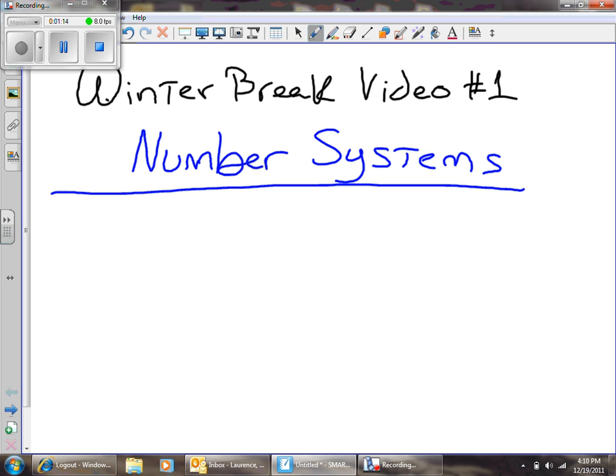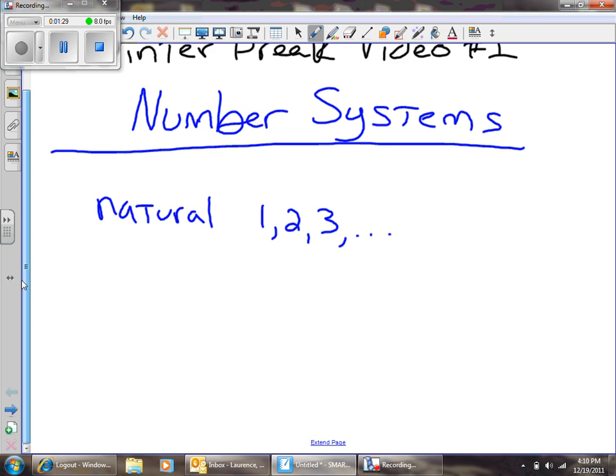Let's remember our natural numbers, okay? Our natural numbers, they go 1, 2, 3, and on forever. They don't include any fractions or decimals, no negatives, no zero, okay? Then we have our whole numbers. Whole numbers start with 0. They're just like the natural numbers in every way, except they start with 0.